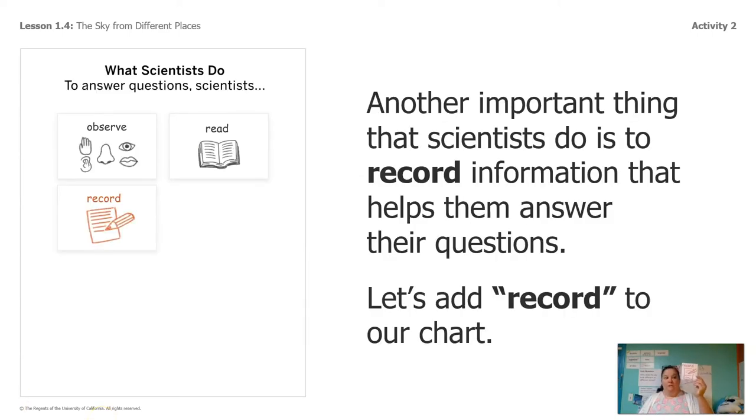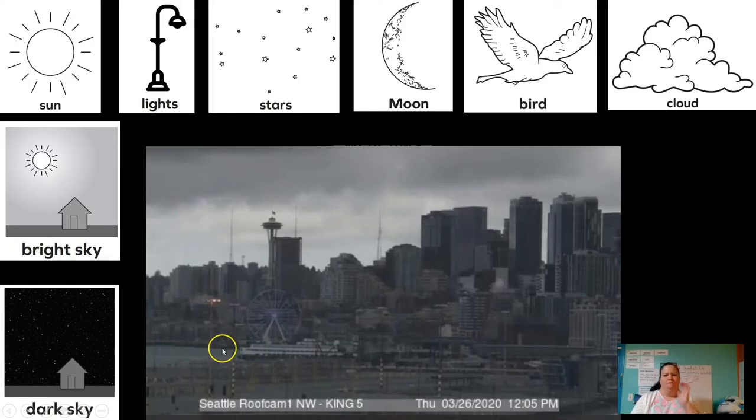We are going to put record on our What Scientists Do chart too, because recording is a really important thing that scientists do. So we have observe, reading, and record, okay? And today we're going to observe and record. We're gonna do one more thing too, but you'll find more about that later. Here we are, back in Seattle.